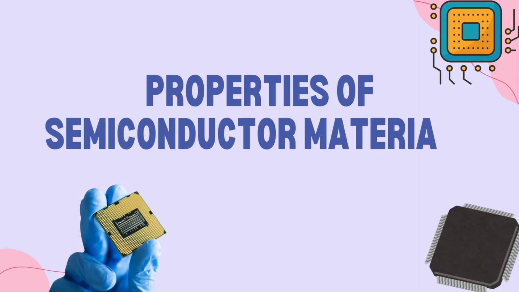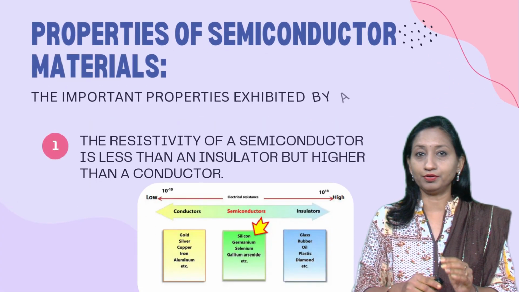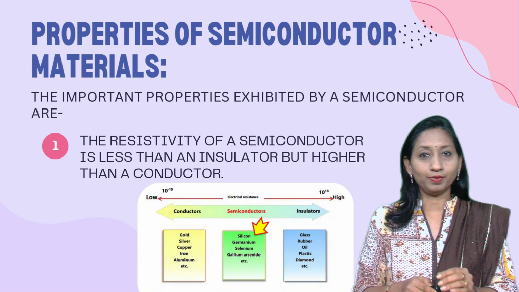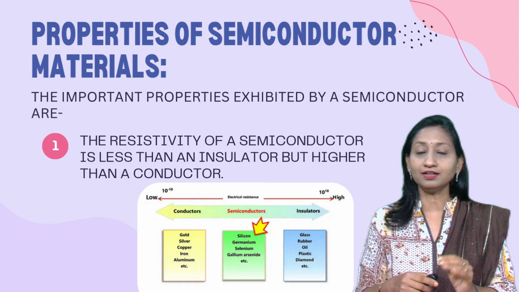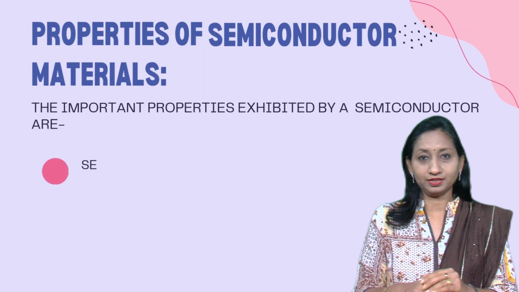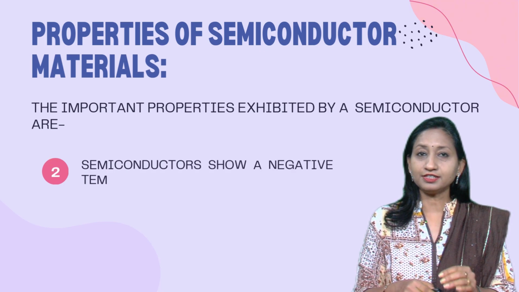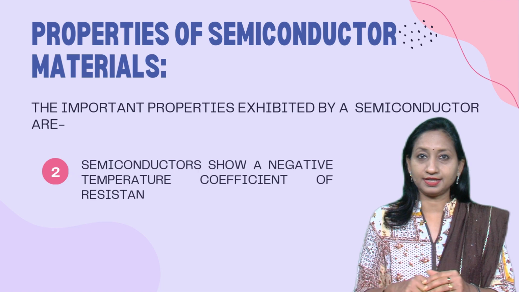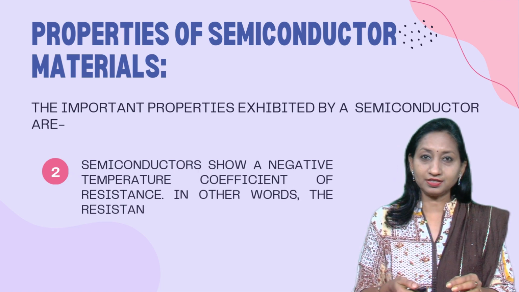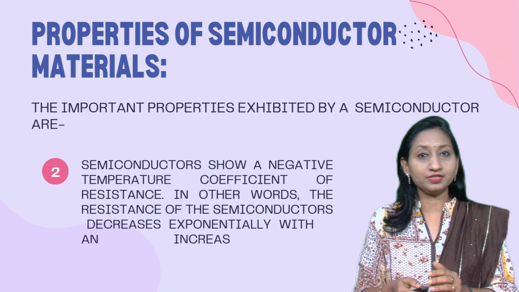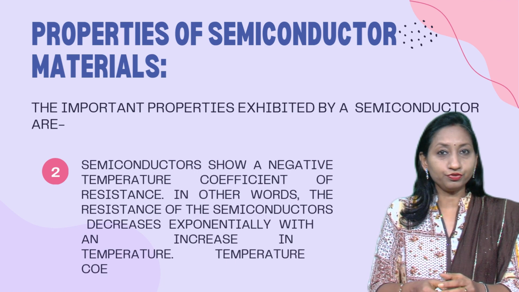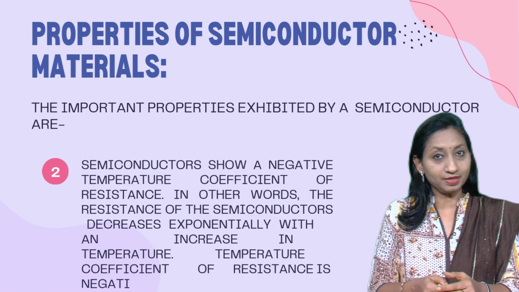Now let us discuss the properties of semiconductor materials. The important properties exhibited by a semiconductor are: number 1, the resistivity of a semiconductor is less than an insulator but higher than a conductor. Property number 2 is that semiconductors show a negative temperature coefficient of resistance. In other words, the resistance of semiconductors decreases exponentially with an increase in temperature. Temperature coefficient of resistance is negative in case of semiconductor.